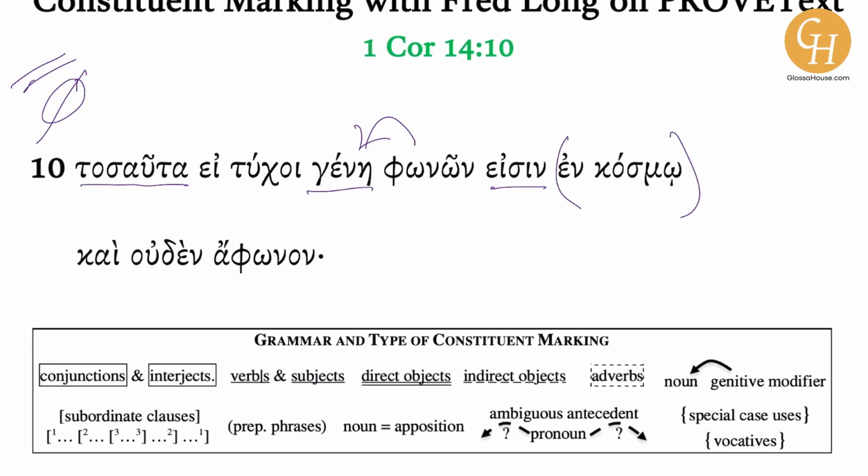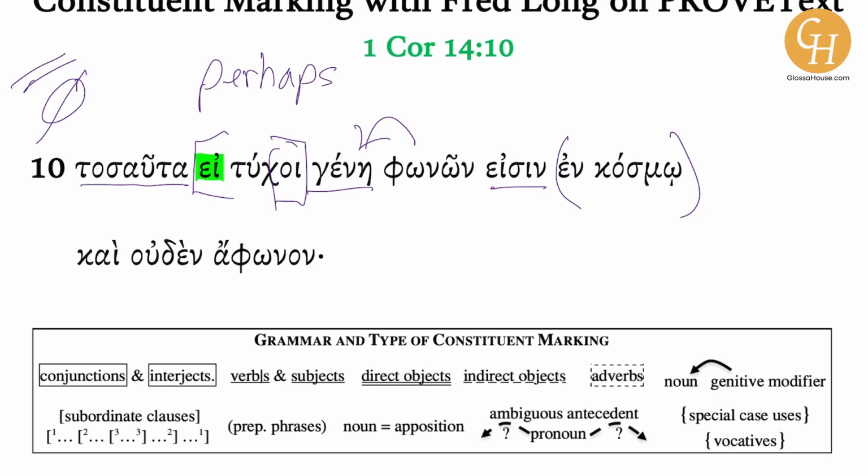But prior to that, right after tosavta, we have ei tuchoi. Now this is a little idiom. Ei is a connector. Forms a little protasis, and tuchoi is actually an optative. Wow, it's one of the 68 or 69 optatives in the New Testament. We're looking at one of them right here. And this is a little idiom that's found in ancient philosophers in particular. It is often thought to mean something like perhaps, if perhaps.